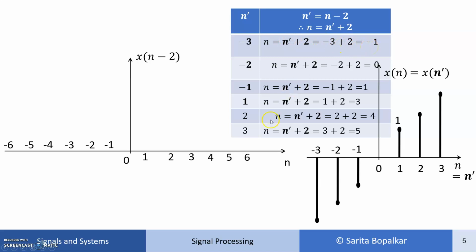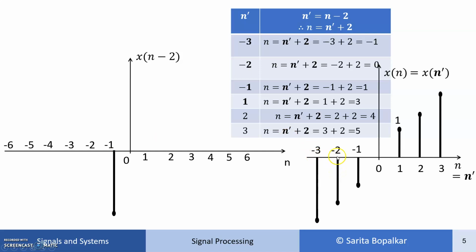Means what? Whatever the amplitude at n dash is equal to minus 3 will shift to n is equal to minus 1. So this n dash minus 3 gets shifted to n is equal to minus 1. So you can check here, this n dash is equal to minus 3 shifted towards the right by 2 time units, 1 time unit, 2 time units. So here at n is equal to minus 1.